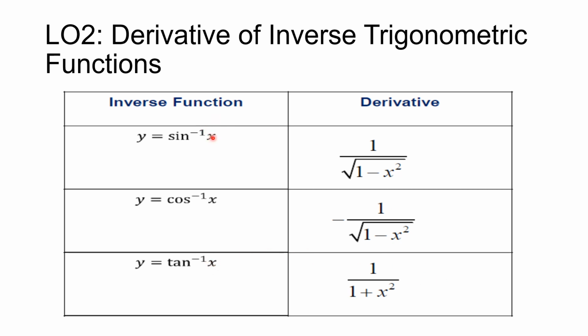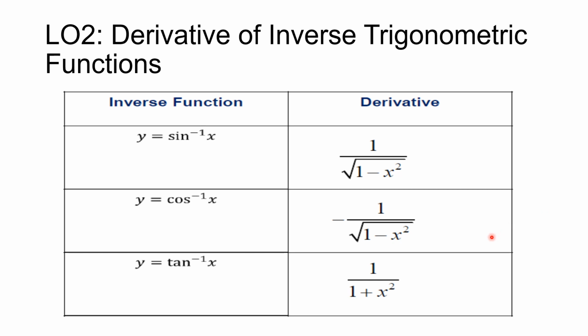All these have x as the argument of the inverse function. Therefore, multiplying by the differentiation of x is 1. So all these three derivatives are actually multiplied by 1, and therefore there's no need to write the multiplication by 1.